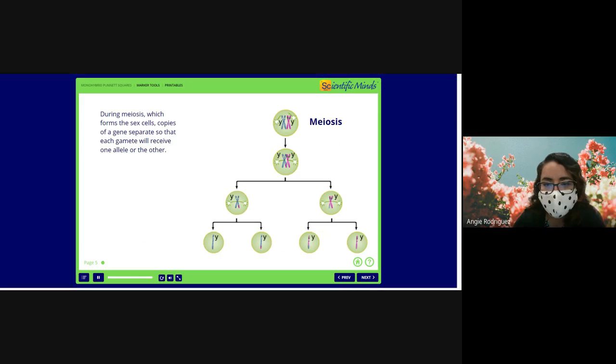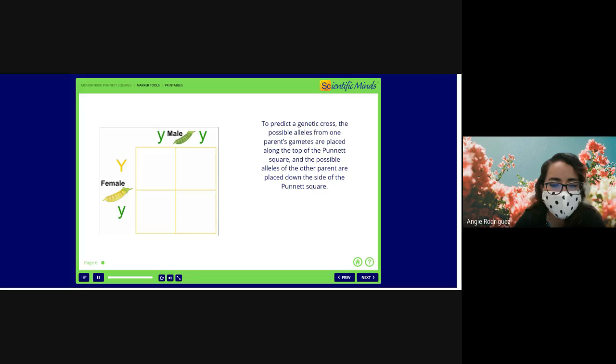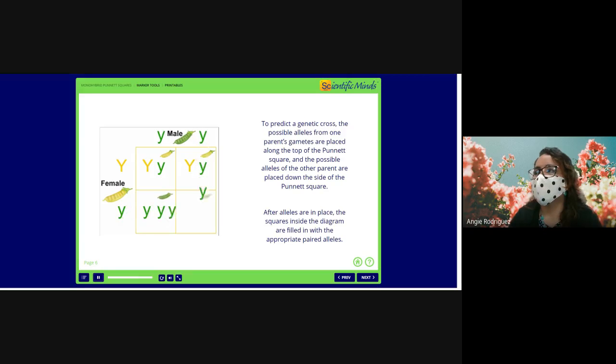During meiosis, which forms the sex cells, copies of a gene separate so that each gamete will receive one allele or the other. This is called the law of segregation. To predict a genetic cross, the possible alleles from one parent's gametes are placed along the top of the Punnett square, and the possible alleles of the other parent are placed down the side of the Punnett square. After alleles are in place, the squares inside the diagram are filled in with the appropriate paired alleles.